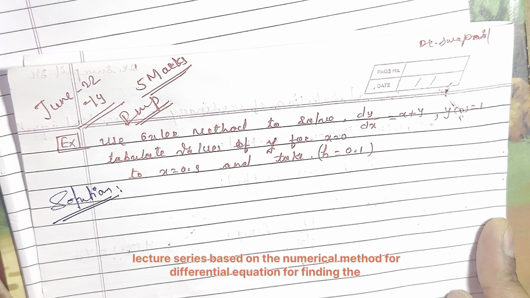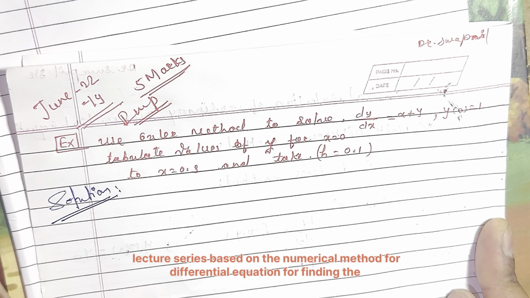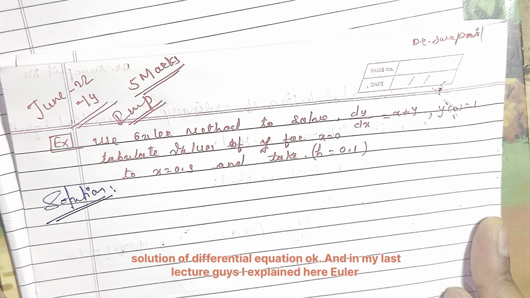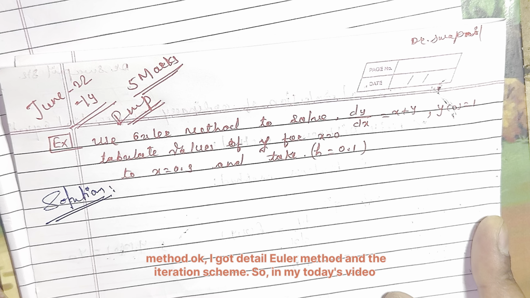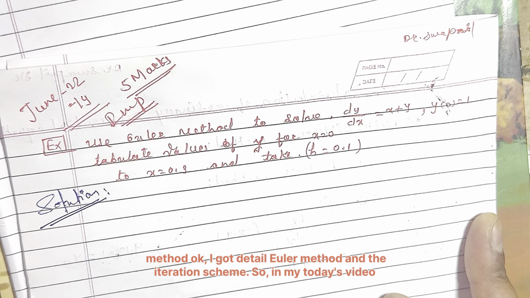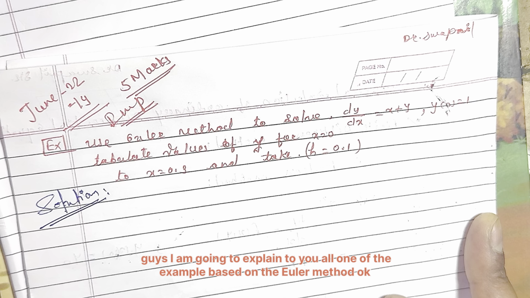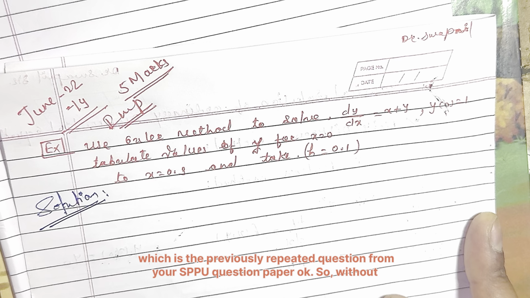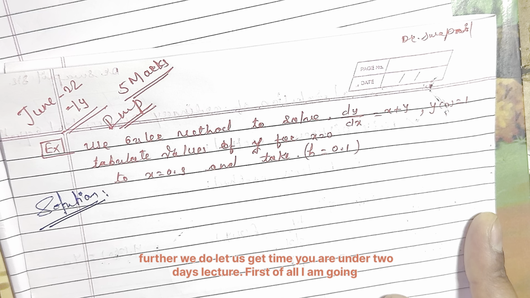We have started the lecture series on numerical methods for finding the solution of differential equations. In my last lecture, I explained the Euler method in detail, along with its iterations. In today's video, I'm going to explain an example based on the Euler method, which is a previously repeated question from your SPPU question paper. So without further ado, let's dive into today's lecture.